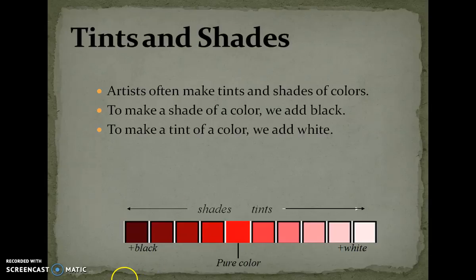For example, I have this picture. This is our pure color, and when we add black to this color, it becomes something like this. So this is producing shades actually. Similar to this, when we add white to this pure color, it becomes lighter. So this is an example of tint.